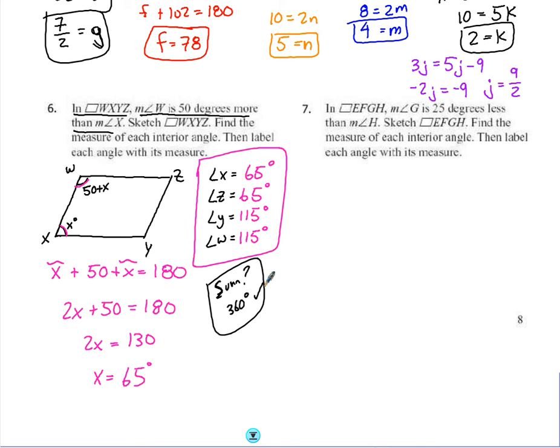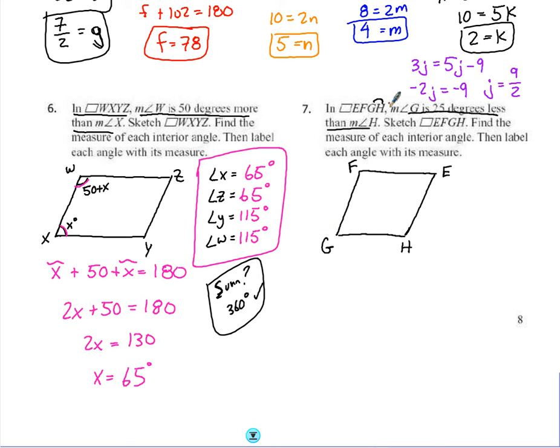Let's go ahead and draw our picture. We know that G is 25 degrees less than H. G and H are consecutive angles. So let's make the G angle the smaller of the 2 angles that are consecutive. So we'll draw a figure here. We'll put G right here. We'll put H right here. And we'll keep going in order. E and F. So E, F, G, H, E, F, G, H. Perfect. We know that G is 25 degrees less than angle H.